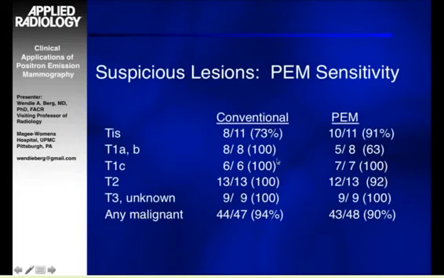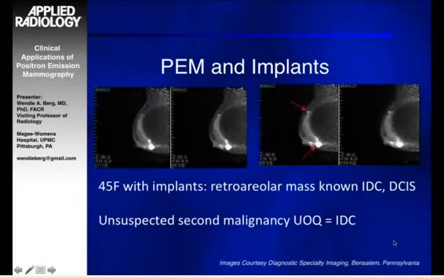And here's just a summary that shows that we saw DCIS very well on PEM, 91%, as well as even the small breast cancers, even under a centimeter in size, were seen relatively well also. And here you can see that with implants, that's not a problem. As you might expect, we were able to see this case with multicentric disease, very tiny additional focus of invasive cancer, unsuspected on conventional imaging.